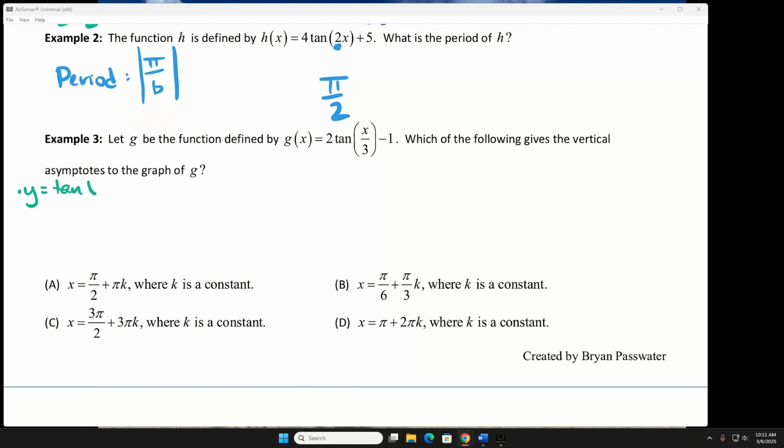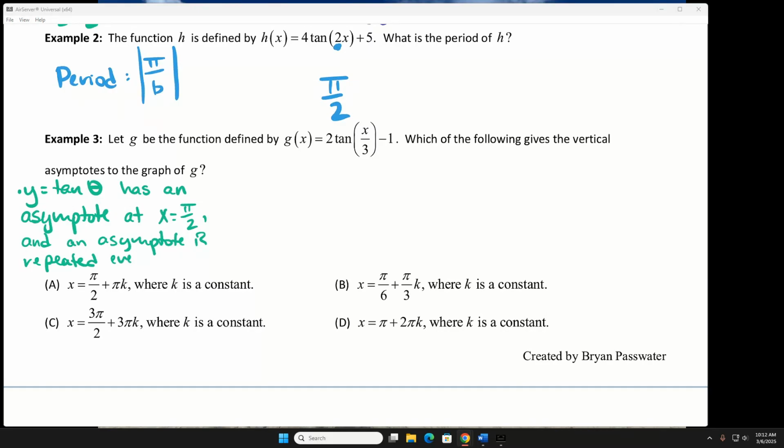y equals tangent of theta has an asymptote at x equals pi over 2, and an asymptote is repeated every pi units. I worded that weird, but I think it's okay.